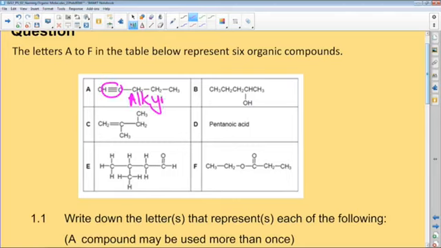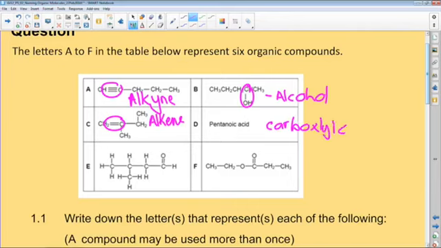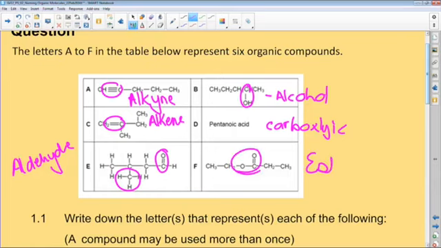And what I'm writing here is what I would write on my question paper. Over here, I've got an OH, so this must be an alcohol. Over here, I've got a double bond and a methyl group, but this does make this an alkene. Okay, that's a carboxylic acid because we've got its name. This has got a methyl group, that's okay, but that's the important one. It's on the end, so this makes this an aldehyde. And over here, there's this part, it's in the middle, that makes this an ester.